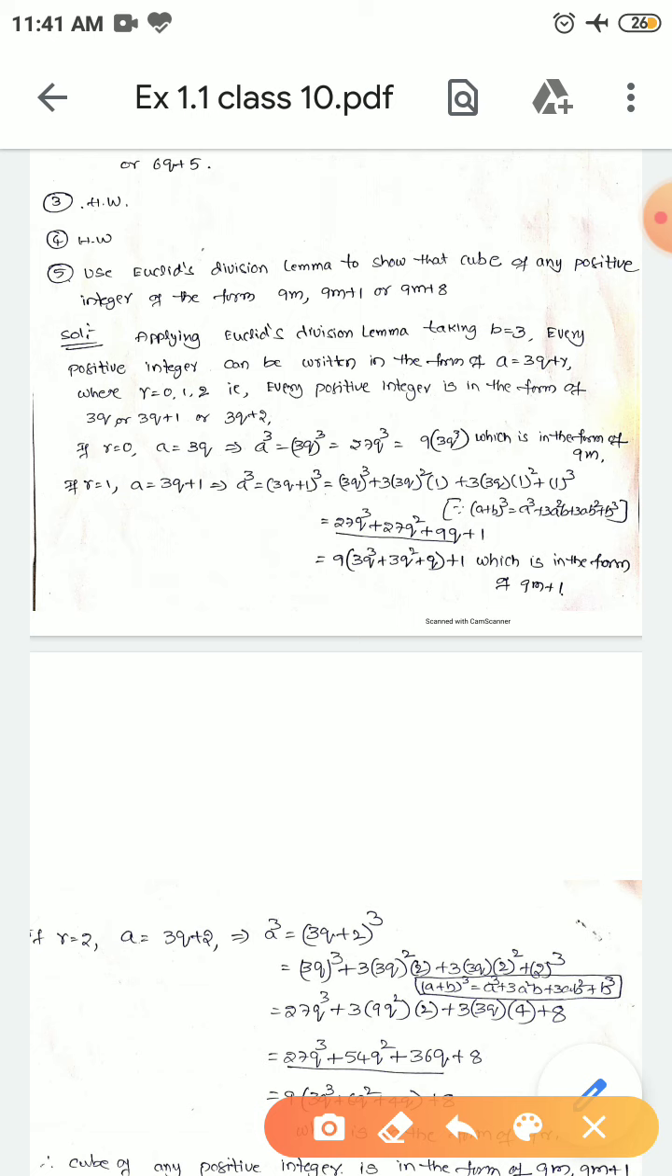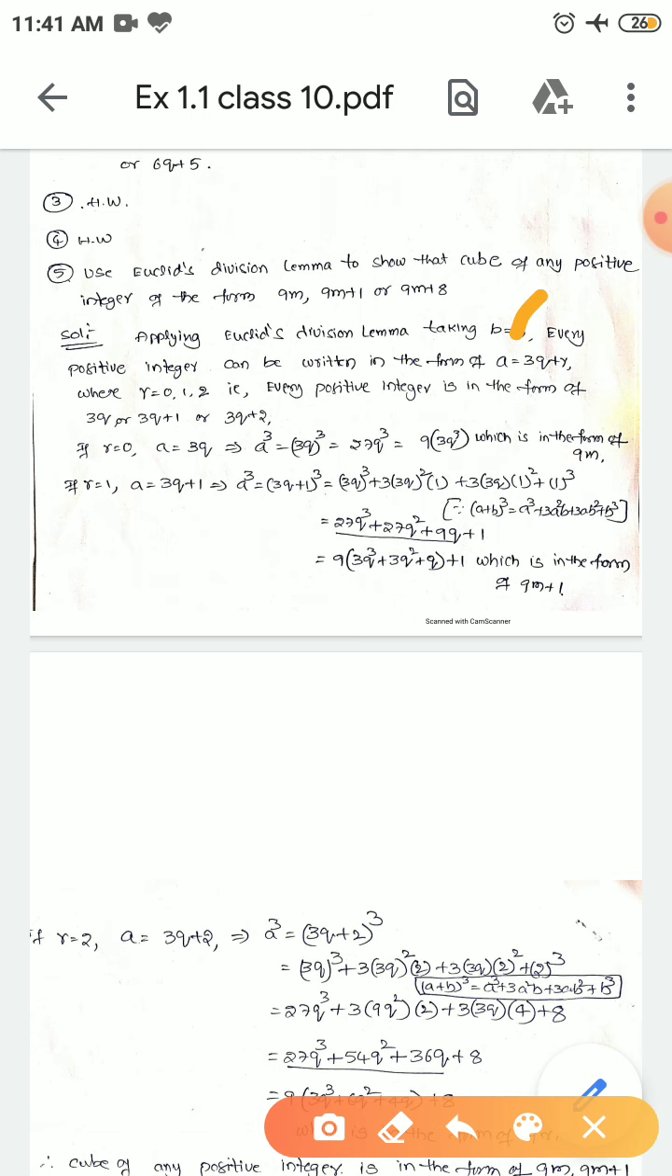So if you are taking b equal to 3, then r will be 0, 1, 2, which gives the forms 3q, 3q plus 1, 3q plus 2. If r equal to 0, a is equal to 3q, and if you find the cube, you get 27q cube, which can be written as 9 into 3q cube, which is in the form of 9m.